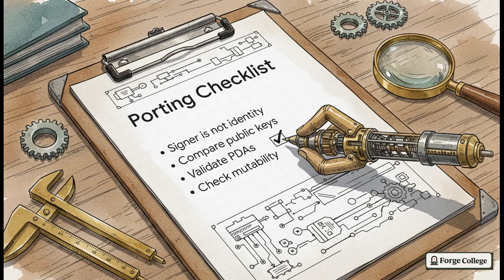So, to make sure you don't accidentally leave your front door wide open, here is your vital porting checklist for moving owner-based logic to the SVM. Number 1, never assume signer presence equals an identity match. Number 2, always explicitly compare public keys in your code. Number 3, validate your program-derived address, or PDA, derivations whenever they act as authority holders. And number 4, confirm your account mutability constraints. Basically, make sure an account is marked as mutable only if it actually needs to be.